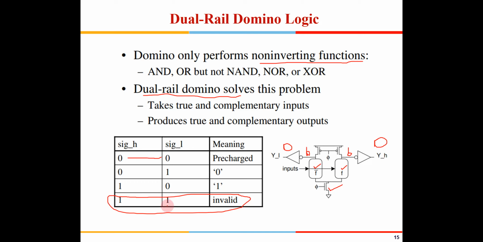1 1 is an invalid output, so you can't have 1 1 in any case out here. So that means there is some issue. This can never happen, right? 1 1 both can never happen. So this is an invalid state. And this is pre-charged. 0 0 means it is just a pre-charge. Otherwise the outputs have to be complemented to each other.